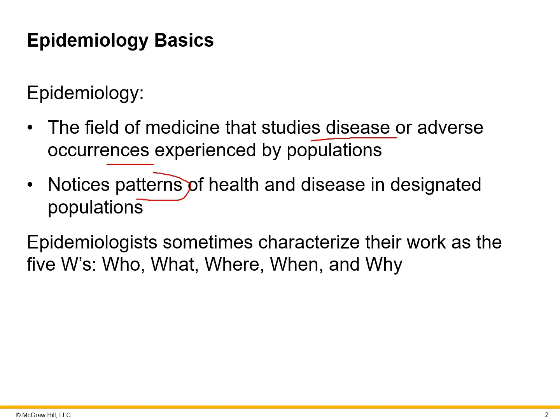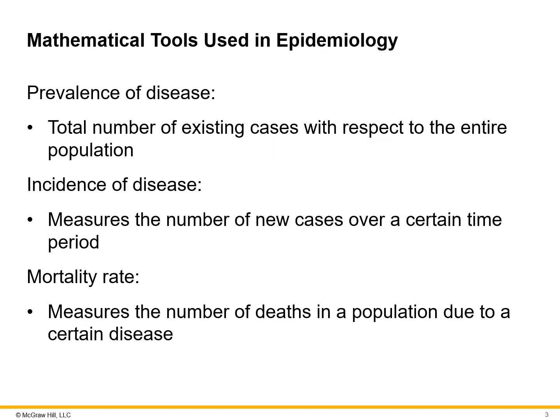So they notice patterns of health and disease. Sometimes their work is characterized by the 5 W's. So who, what, when, where, and why. Are these occurrences happening? To whom? And again, where are they happening? What's happening, etc.